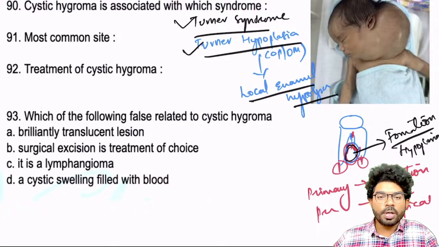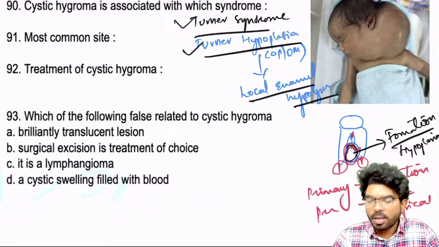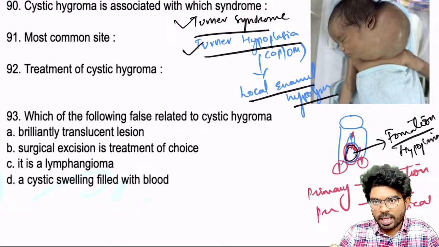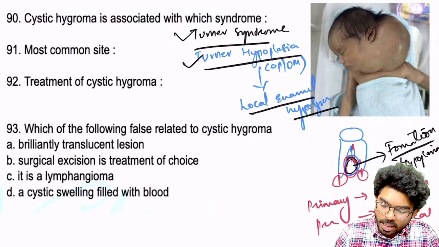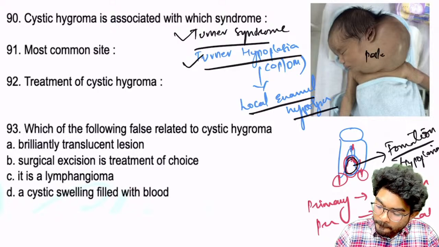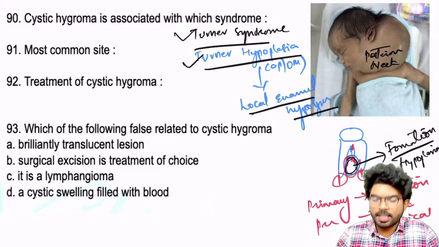Now I want to jump into the next part. Cystic hygroma is most commonly located at, you can see in this diagram, the posterior neck. What is the treatment? Excision.